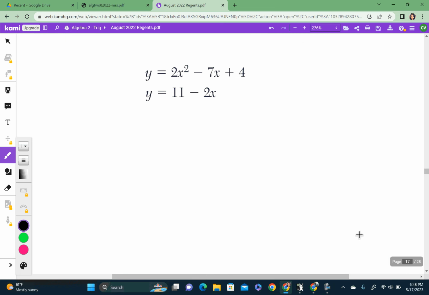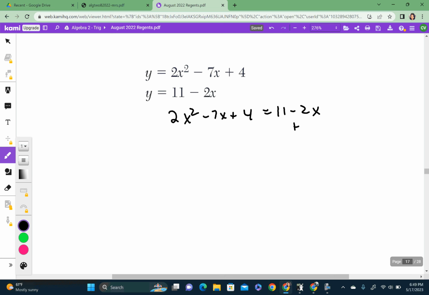So they want us to solve this algebraically, and if it didn't say the word algebraically, I would use y1, y2, second calc, option number 5, intersection, to see where they intersect. These actually happen to intersect in two places, but since they want us to do this algebraically, you remember this from Algebra 1: y equals this, so set them equal to each other. So 2x squared minus 7x plus 4 equals 11 minus 2x.